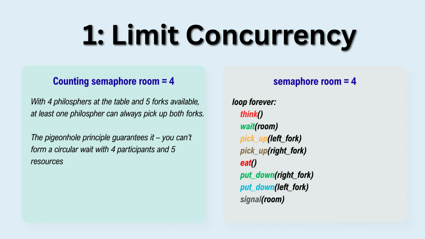Let's look at the first solution, that is limit concurrency. Allow at most 4 philosophers to attempt eating simultaneously. Adding a counting semaphore called room, which is initialized to 4, can help here. A philosopher must wait on room before picking up any fork, so that way only 4 philosophers can proceed at once. The fifth waits outside without holding any fork.